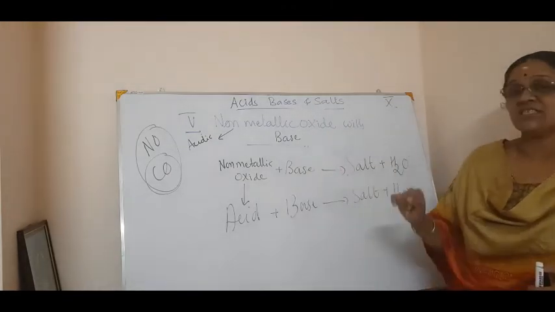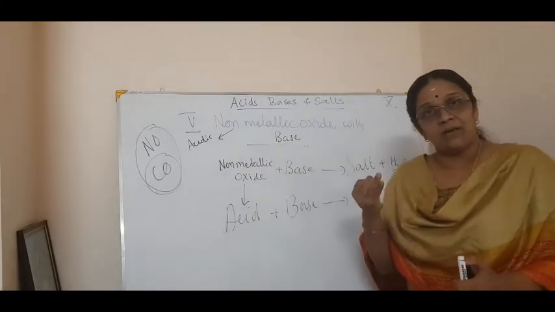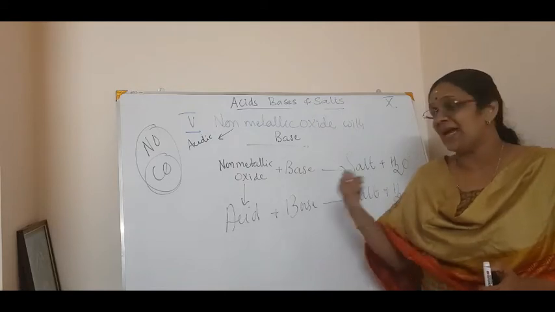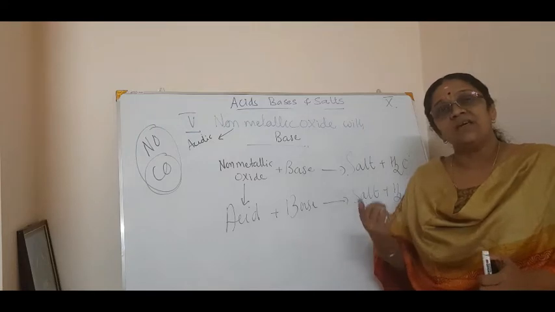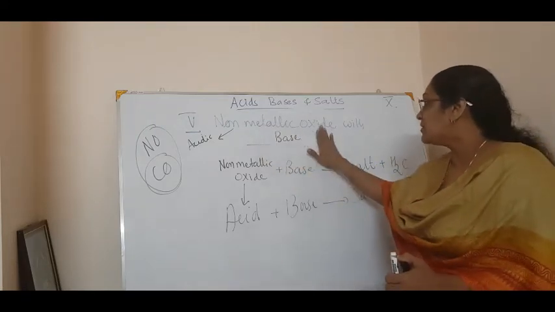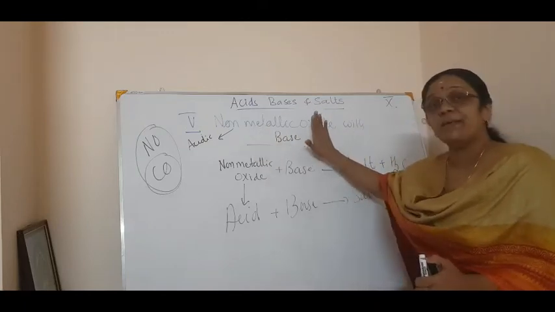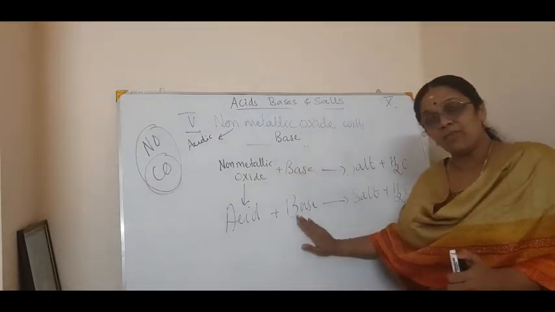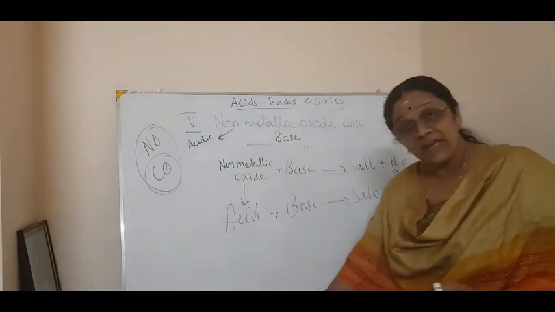So this is about the reaction of acids and bases. We studied five reactions. The first was the reaction of metals with acids and bases. Second is the reaction of metal carbonates or bicarbonates with acids. Third is acid plus base, the neutralization reaction. Fourth is metallic oxides with acids, and the fifth is non-metallic oxides with bases. Got it? It's clear? No doubt?